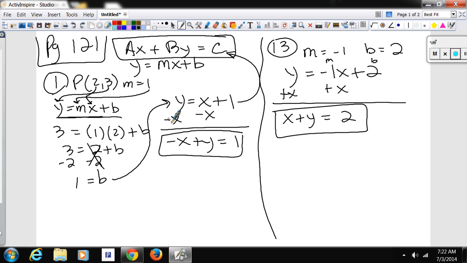So you subtract x from both sides, because you need to get it in standard form, which has the x and the y on the same side of the equal sign. So negative x plus y equals 1. And you can pause the video if you need to catch up.